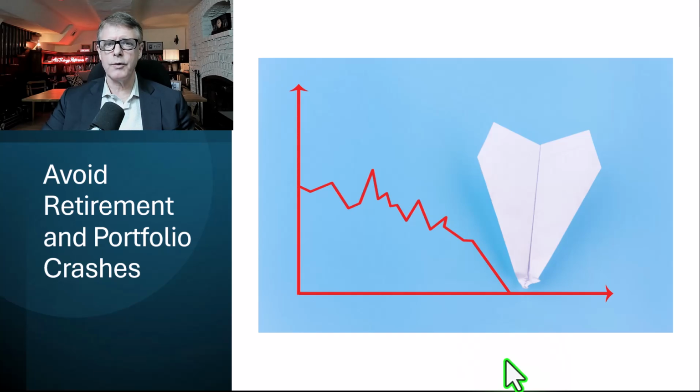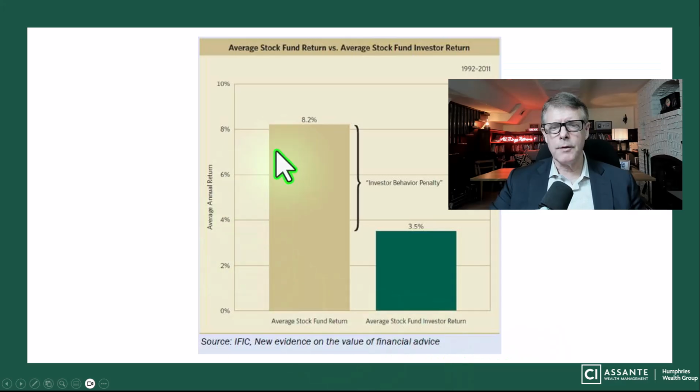So the reason you go through this risk management process is that it increases the probability that not only will you achieve your goals during the good times or just average times, but you'll achieve your goals during really lousy times. Now, the chart that you see on your screen is a really good example of this. It's a very simple example. I've used it before in other videos, but we've got average stock fund returns versus average stock fund investor returns. So we've got the mutual funds and then we have the investors. The data goes back from 1992 to 2011.